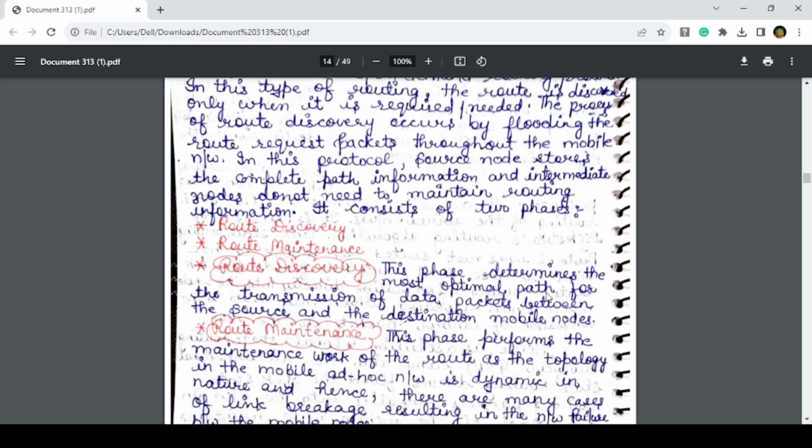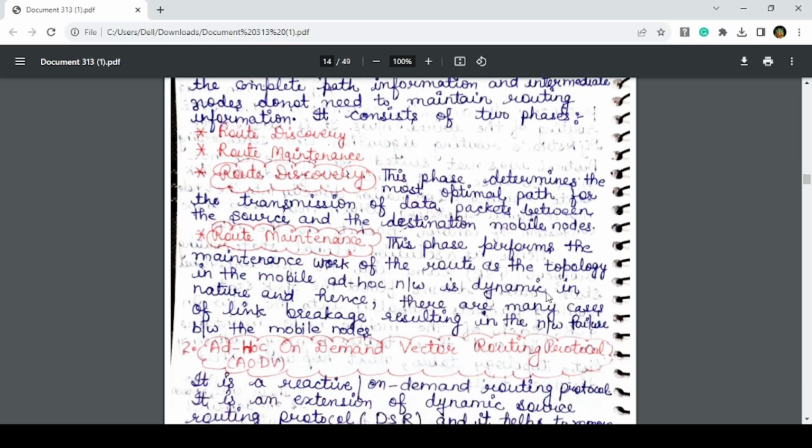What is route discovery? This phase decides the most optimal path for the transmission of data packets between source and destination mobile nodes. Route maintenance means this phase performs the maintenance work of the route, as the topology in a mobile ad hoc network is dynamic in nature, and there are many cases of link breakage resulting in network failure between the mobile nodes.